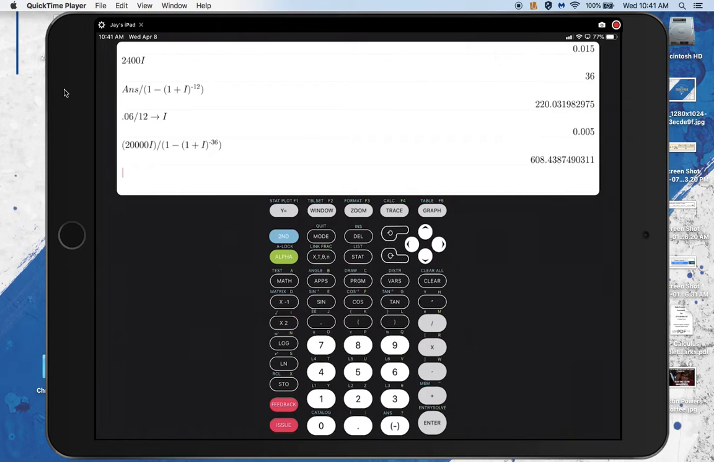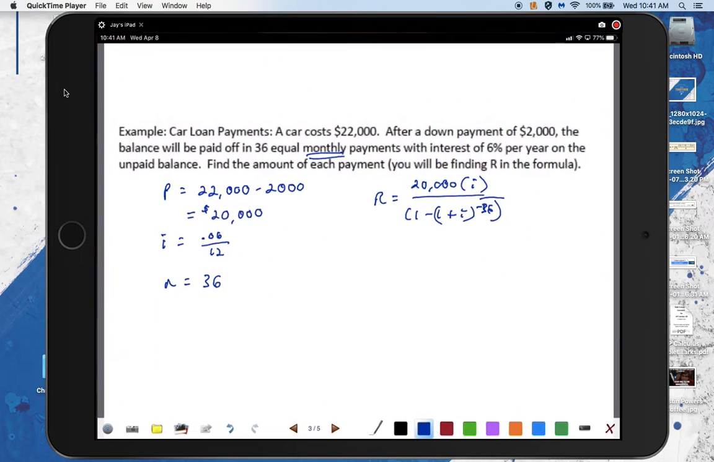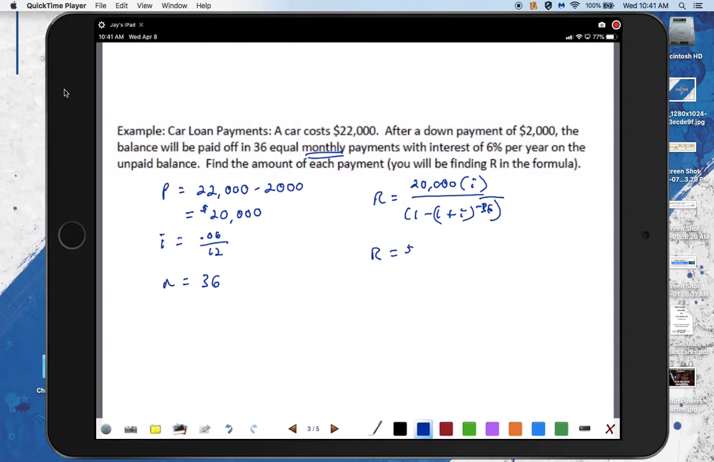So $608 and what appears to be 44 if I look at this over the course of rounding. So $608.44. There is our payment for that.